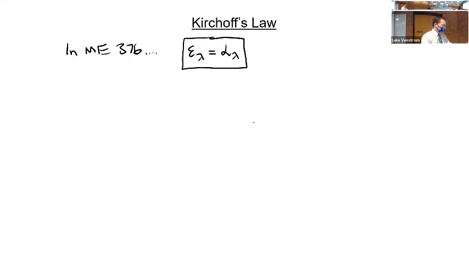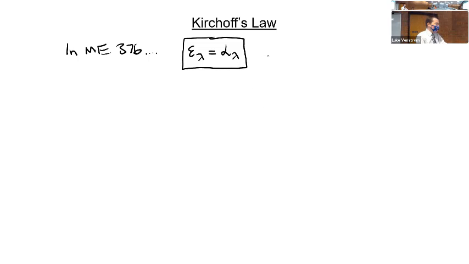So in ME 376, what Kirchhoff's Law is going to say for you is that the spectral emissivity is always equal to the spectral absorptivity. Okay, there are technically some assumptions that have to be in place for this to be true, and it's all related to the directional dependence of radiation, but we're not going to deal with directional dependence of radiation in 376. So you can just treat this as fact in here, all right?